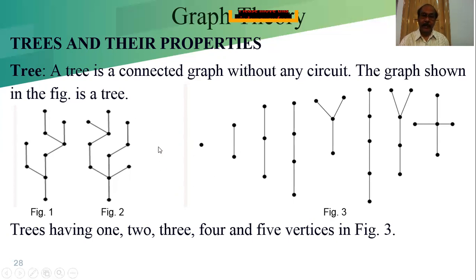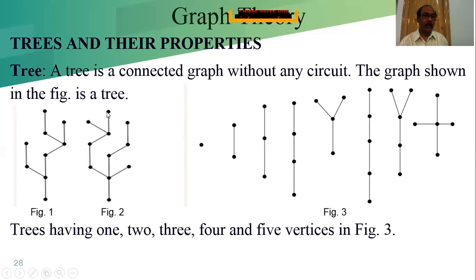It should be a connected graph, but there is no circuit. The graph shown here is figure 1. This is a tree. From any vertex to any vertex, we can move by a path. There is only one path, not more than one path, connected. This is also a tree. From this vertex to this vertex, I can reach there by this way.